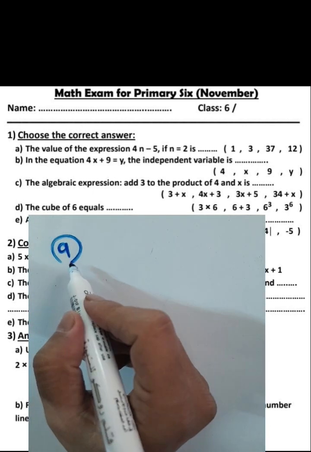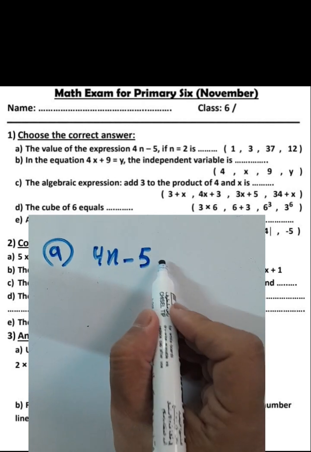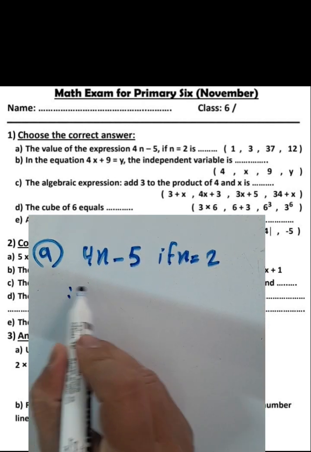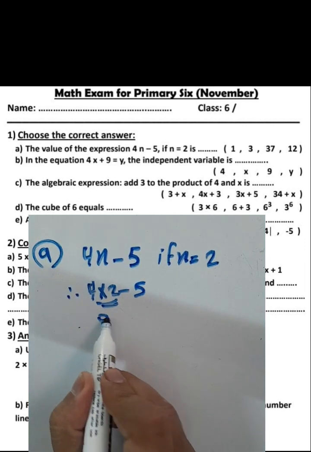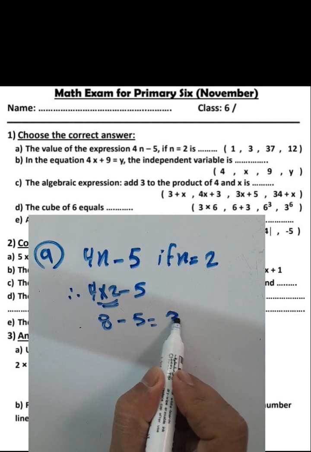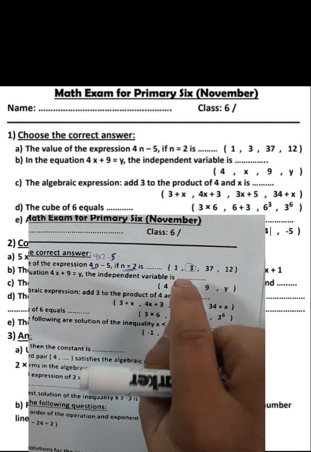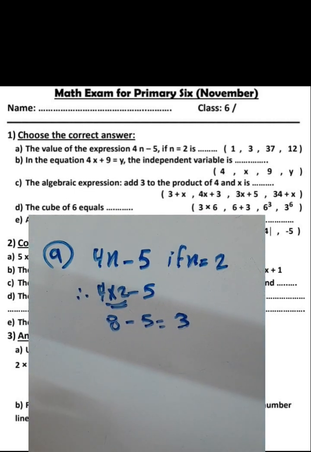Number 1, letter A. We have 4n minus 5. If n equals 2, then the result will be 4 times 2 minus 5. 4 times 2 will be 8. 8 minus 5 equals 3. The result will be 3. Choose 3 for question number 1. Okay, letter B.